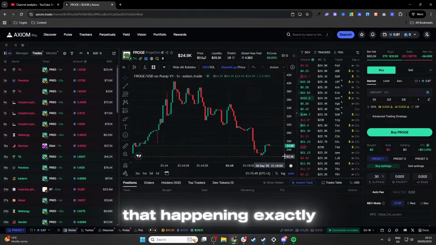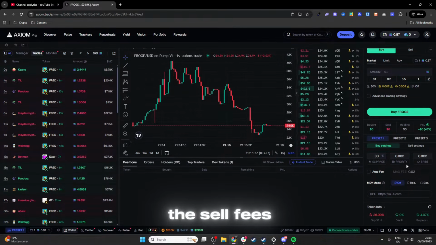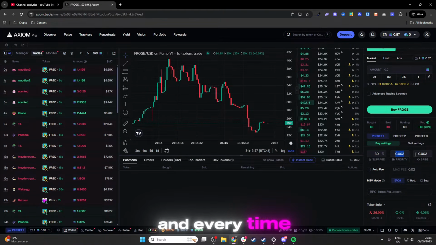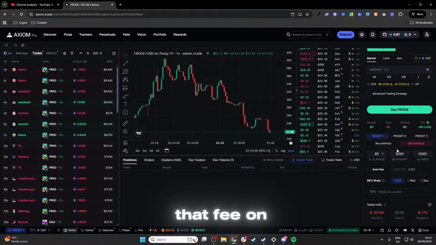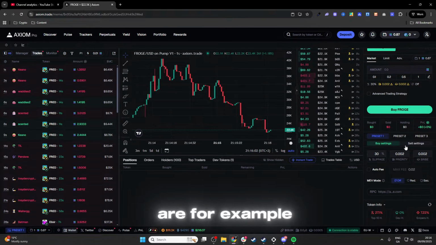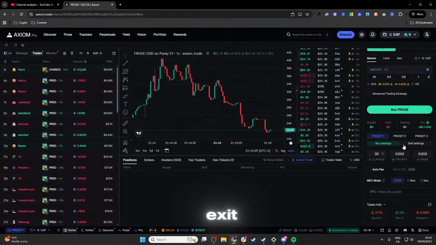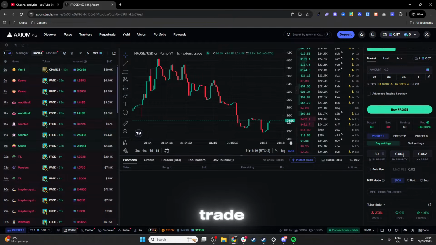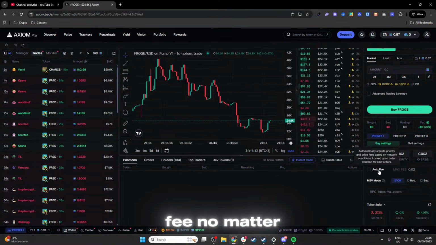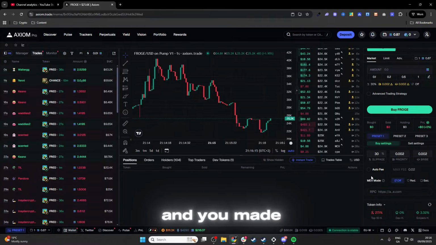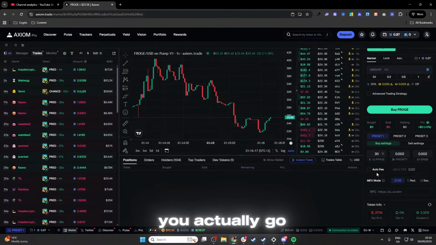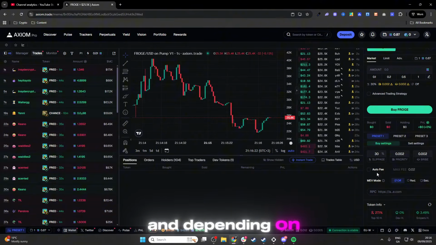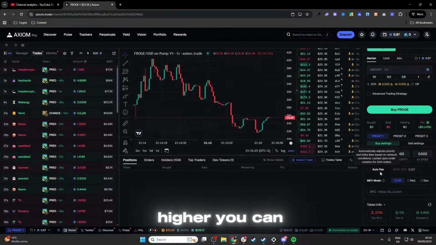Now, how is that happening exactly? The buy and sell fees are fees that you will pay every time you enter a trade, and every time you exit, you'll also pay that fee on the sell. So if your fees are, for example, $1 to enter and $1 to exit, that means you're paying $1 to go in on a trade and $1 to come out of a trade. So every time you're trading, you're paying that fee no matter what. If you made a trade and you made $2 profit, by the time you go in and come back out, you've actually made nothing. So you'll probably lose money on that trade. And depending on your fees, if they're even higher, you can lose more money.